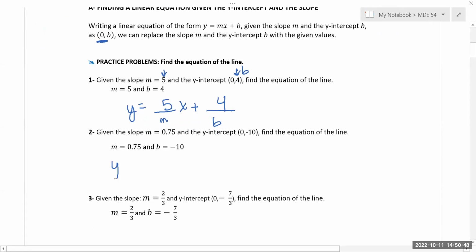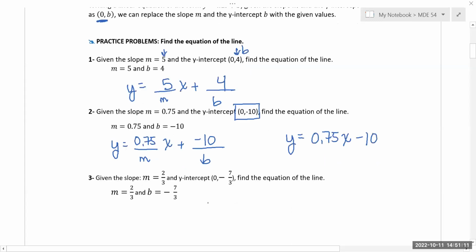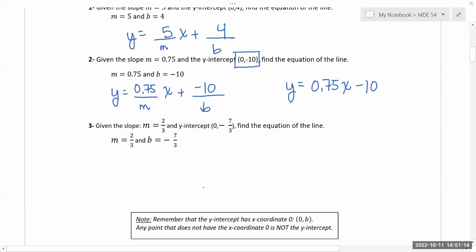Same deal here. We fill in our m. We fill in our b. And then I'm going to rewrite this nicely to be 0.75x minus 10. But it could also be given to you in this point form, (0, 10), where you also know that that's your initial value. And then you could keep going and we can do fractions. Fractions are okay. This would be my m. This would be my b. So these are nice fill-in ones. Okay, so again, the x coordinate is always 0 in your y-intercept.